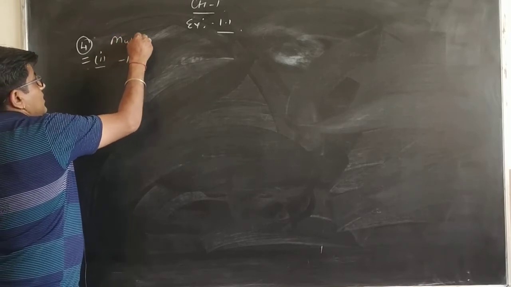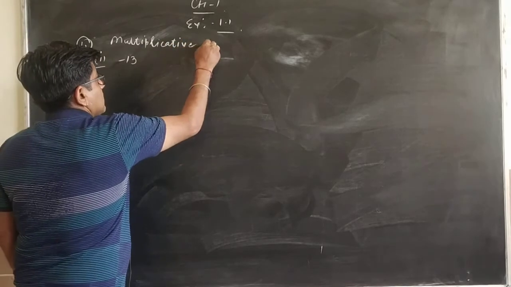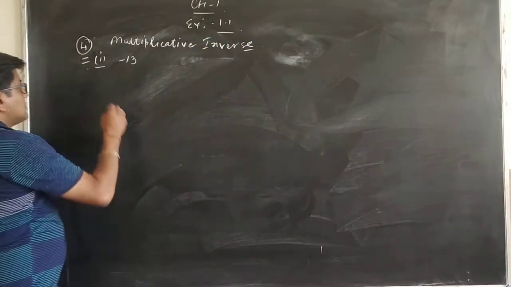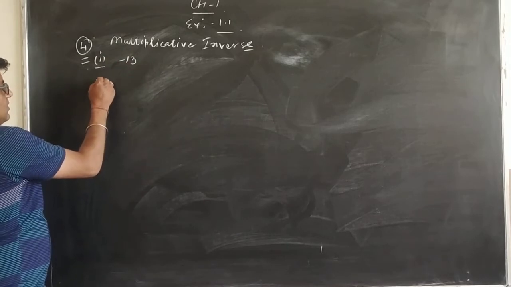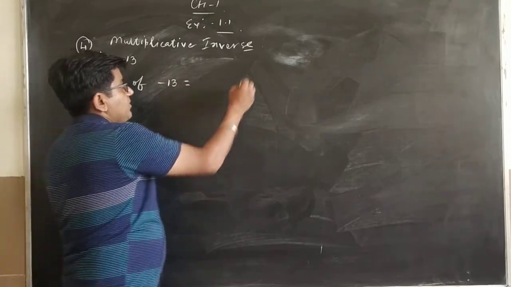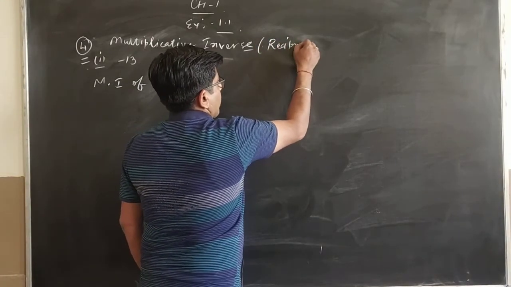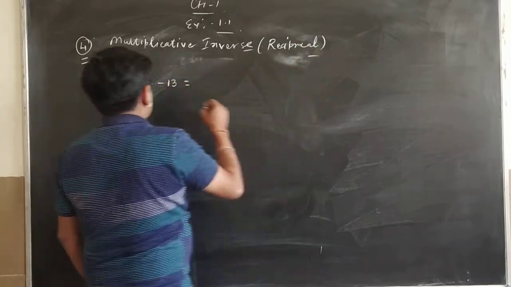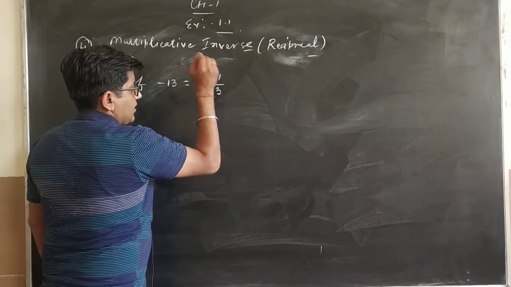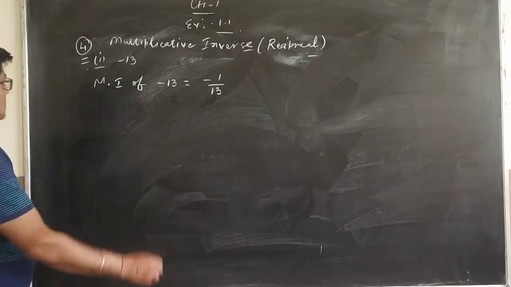Now, what is multiplicative inverse? Minus 13 is given. So the multiplicative inverse of minus 13. Multiplicative inverse means reciprocal. We have to do the reciprocal of minus 13, which will be minus 1 upon 13. That is the multiplicative inverse.